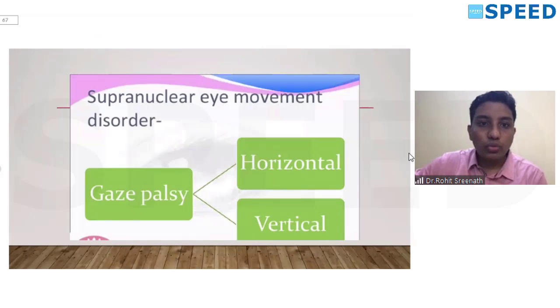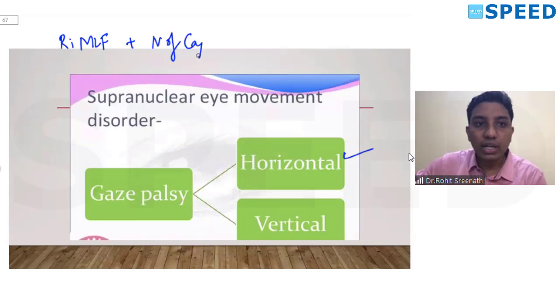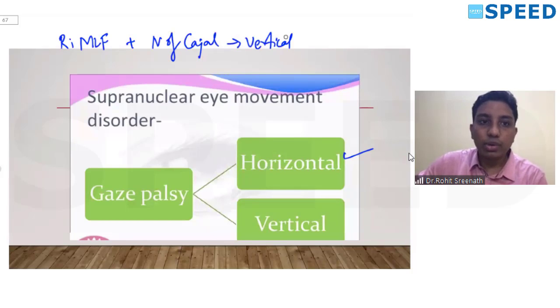Okay, so we discussed about the horizontal gaze center. Now coming to the vertical gaze center, remember I told you the vertical gaze center is the rostral interstitial nucleus of the medial longitudinal fasciculus, and the interstitial nucleus of Cajal. Interstitial nucleus of Cajal and the rostral interstitial MLF nucleus is the vertical gaze center. This also they have asked many number of times. Okay, so the vertical gaze center is nucleus of Cajal along with the RI MLF.